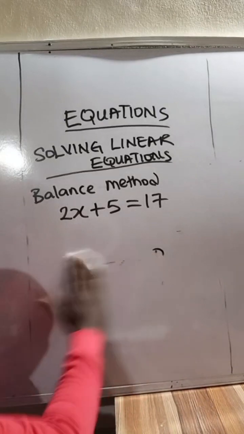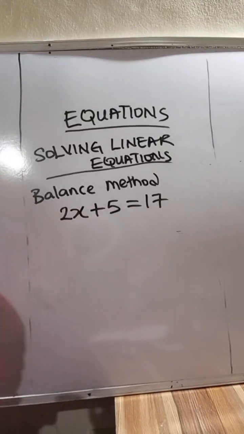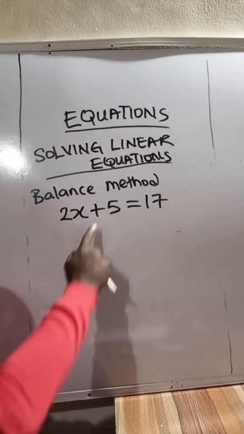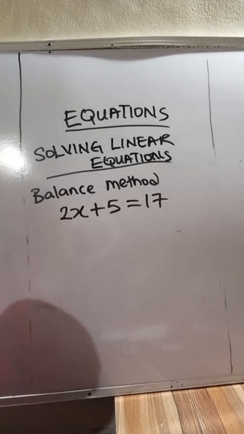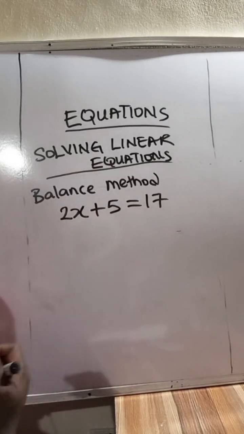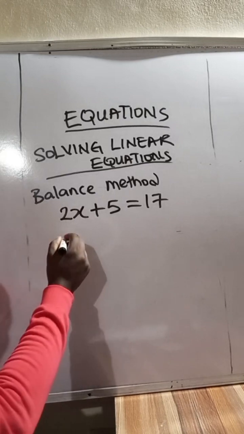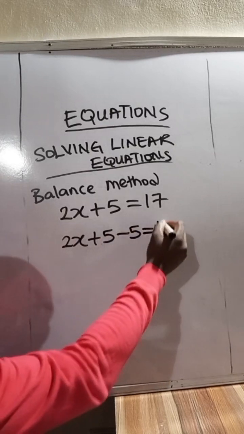Okay, so let's look at the equation we have here. We have 2x plus 5 is equal to 17. So the first number we want to eliminate is plus 5. We want to remove plus 5 from the left side of the equation. For us to do that, we are going to introduce the opposite of plus 5. Does anybody know the opposite of plus 5? Minus 5. Correct? So if I want to eliminate plus 5 from the left side, I'm going to introduce minus 5 to the left side. So this is going to be 2x plus 5 minus 5 is equal to 17.